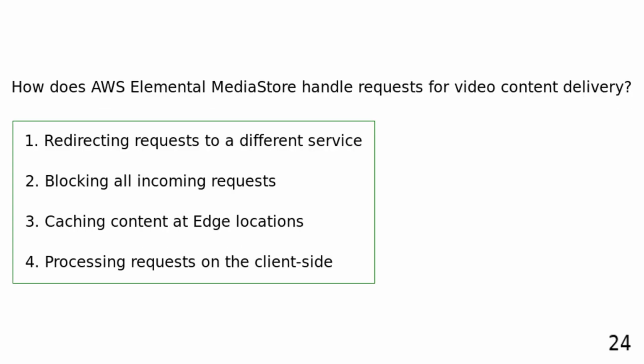How does AWS Elemental MediaStore handle requests for video content delivery? Redirecting requests to a different service. Blocking all incoming requests. Caching content at edge locations. Processing requests on the client side.